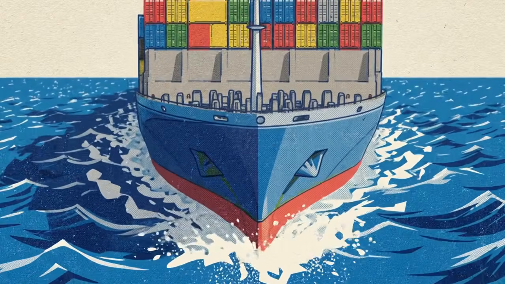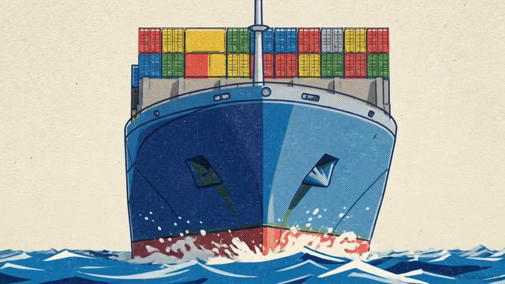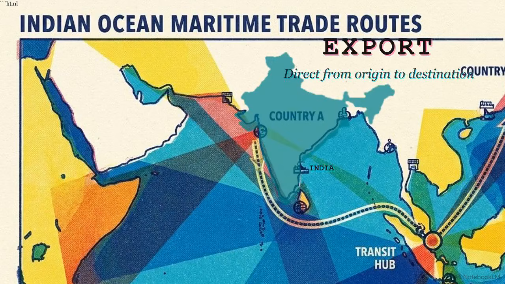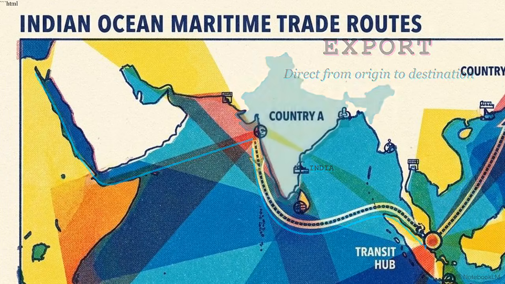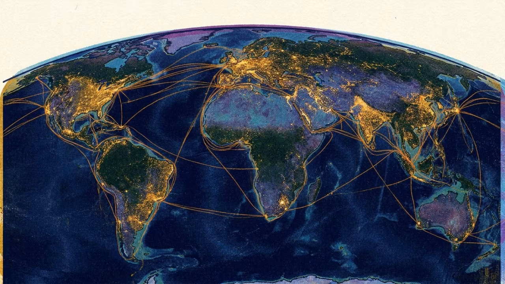First is an import, purchasing foreign goods for home consumption, like bringing LED lights from China into domestic markets. Second is an export, selling a domestic product to a foreign country, such as Indian rice being shipped abroad. Finally, there is entrepôt, the process of importing foreign goods specifically to re-export them to a third destination. By linking these distant points, external trade transforms independent national economies into a single interdependent global market.